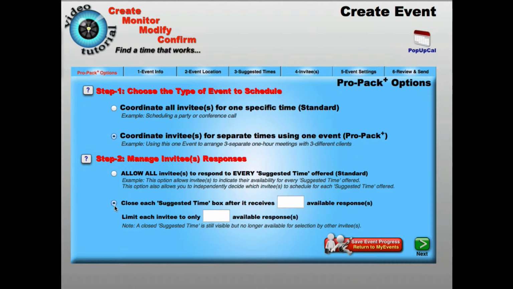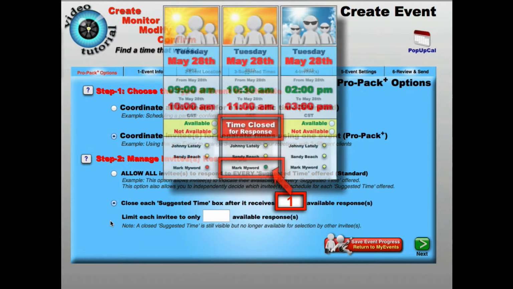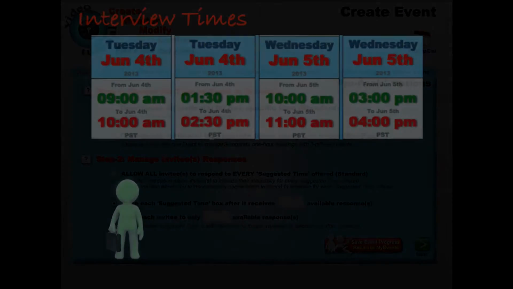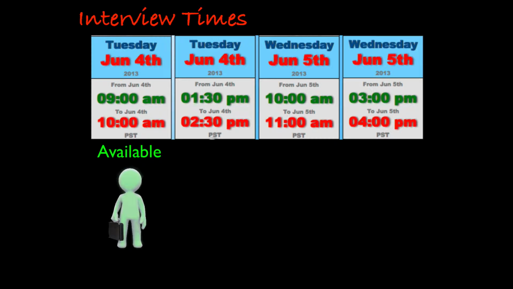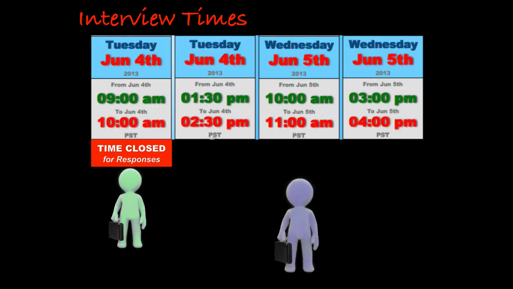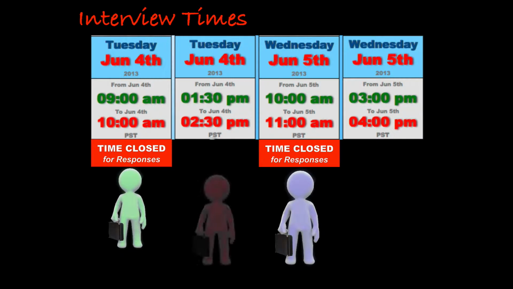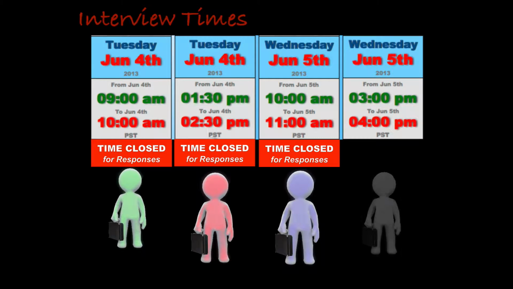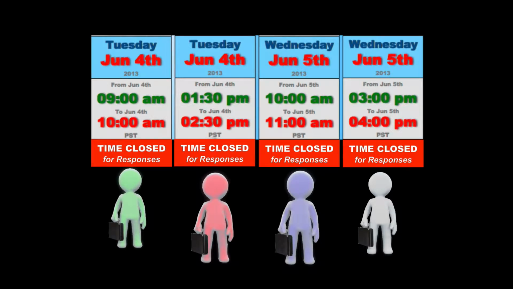You'll notice when we clicked on the radio button that 2 additional input boxes appeared. We'll need to fill in both of these boxes before we proceed. The first input box allows you to close each interview time you've offered after each interview time receives the number of available responses from your invitees that you've input here. Guests are not allowed to input their availability for an interview time that has been closed. Since we're scheduling 4 individual interviews, it would make sense to close each interview time being offered after it receives 1 available response from any of our job candidates. Once a box receives an available response, it will be closed for responses.